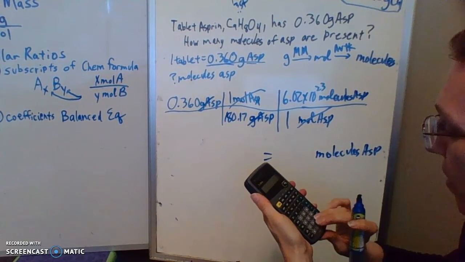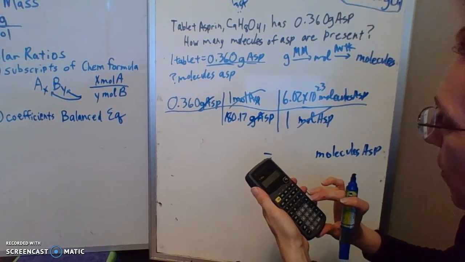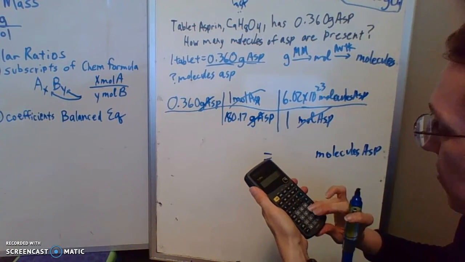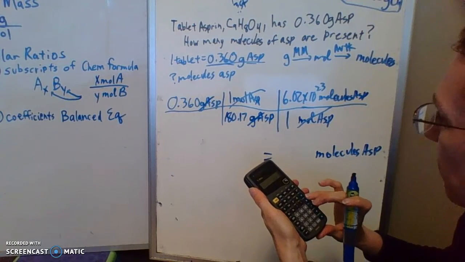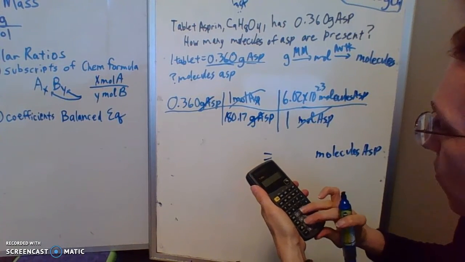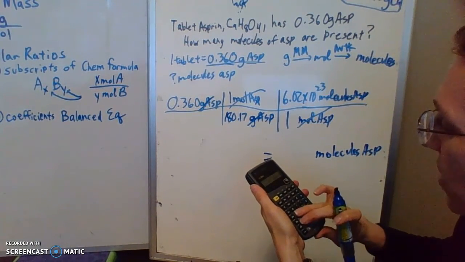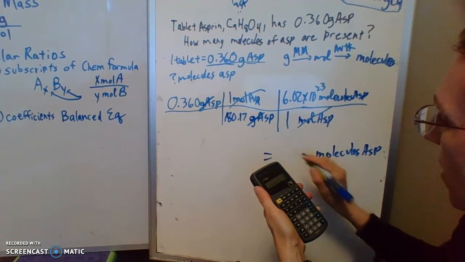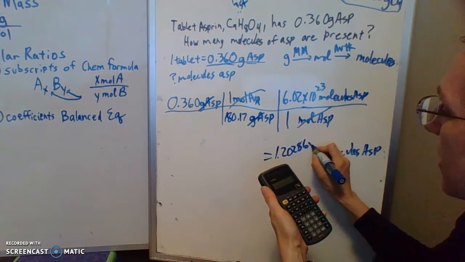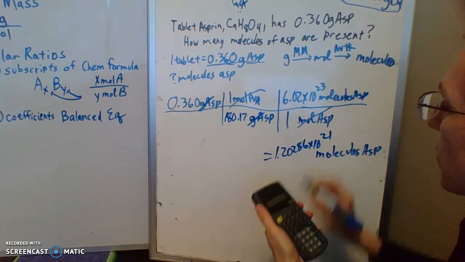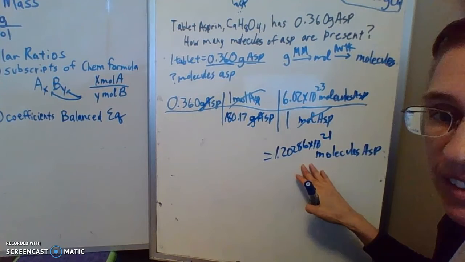So we've got 0.360 times 1 times 6.02 EE 23. Then we're going to divide it by 180.17 and divide it by 1. We end up with 1.20286 times 10 to the 21st. That's what's on the calculator.